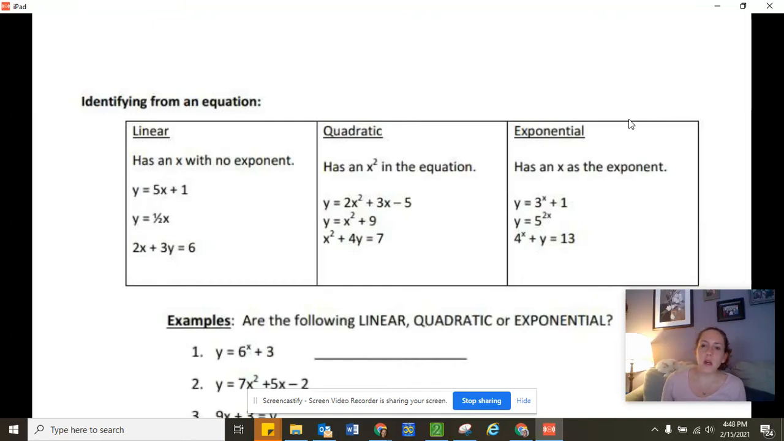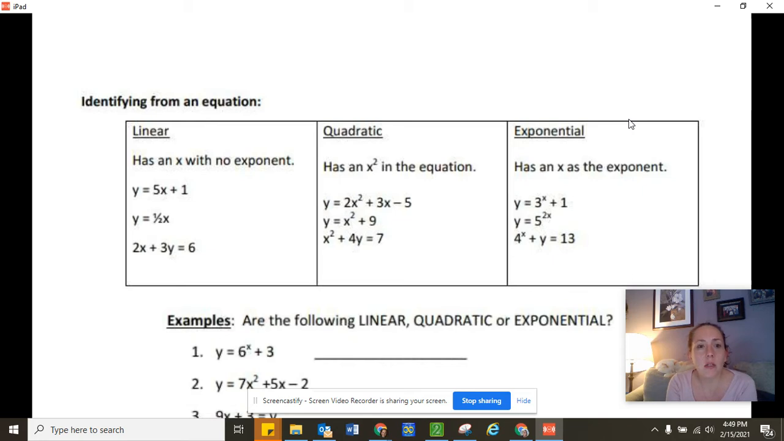Hey guys, so we are starting a new unit on exponential functions. Eventually it will include logarithmic functions, but right now we're just sticking with exponential. So I wanted to go back and compare and contrast some of the main things that we've looked at. We did finish polynomials, but the main families of functions that we looked at so far this year are linear and quadratic. So you can tell what a function is just by looking at the equation.